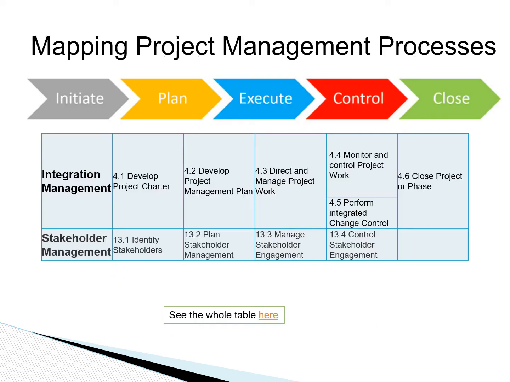Now, let's look at how these different terms that we talked about map to one another. In this slide on the top, you can see the process groups that we talked about, the phases of the project: initiate, plan, execute, and so forth. And then below that, we have a table where we are showing just two of the knowledge areas that we mentioned in the previous slide. We know there are 10, but we're showing just two of the knowledge areas here: integration management and stakeholder management.